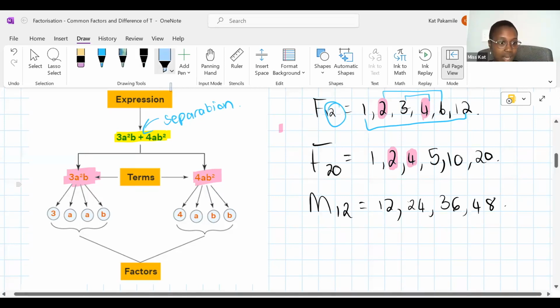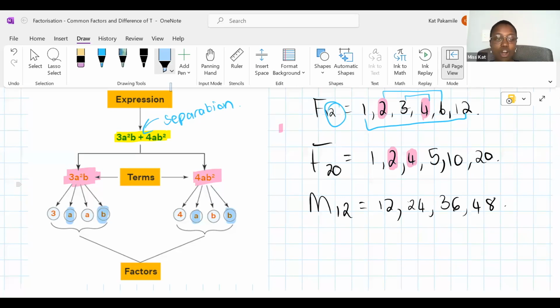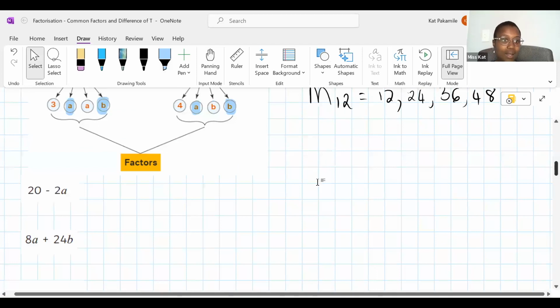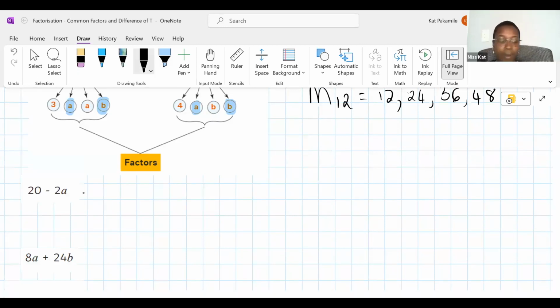Yes, so we have 1 A there, 1 A there, and a B there, and a B there. So the common factor between these two would be A, B. Okay. Now that we know how to identify them, let me show you what we're going to do after we identify them. Let's look at 20 minus 2a. Remember, you have to look at the numbers and the variables. So what do 20 and 2a have in common? What can I divide 20 and 2a by?